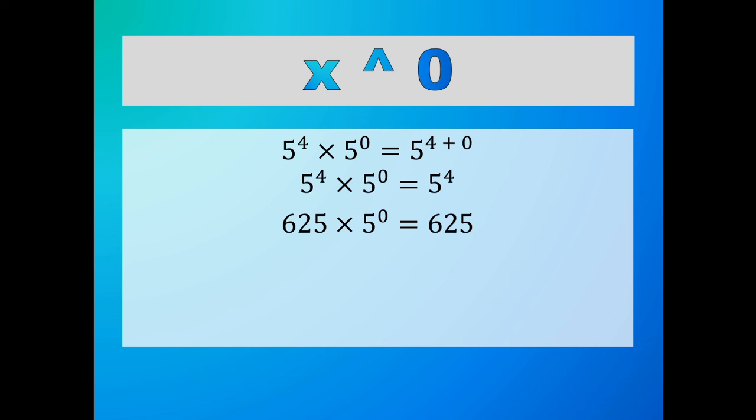Now we can simplify 5 to the 4th to be 625. We can divide both sides by 625. And simplifying that, we get 1. So 5 to the 0th power is 1.